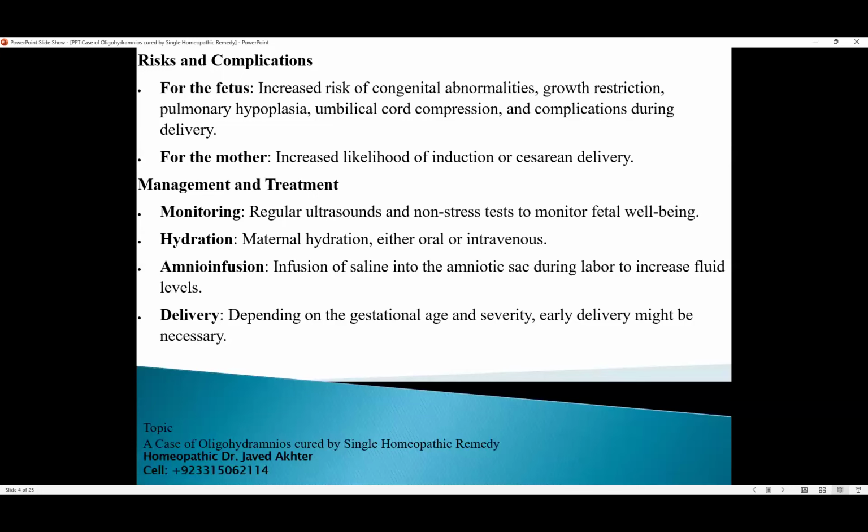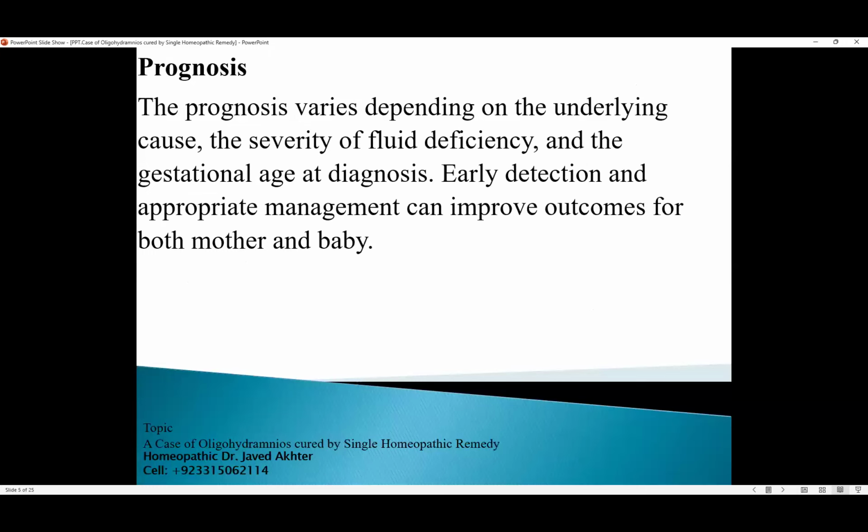What are the management and treatment of this? Number 1, monitoring: regular ultrasound and non-stress tests to monitor fetal well-being. Number 2, hydration: maternal hydration, either oral or intravenous. Number 3, amnioinfusion: infusion of saline into the amniotic sac during labor to increase fluid level. And the next one is delivery. Depending on the gestational age and severity, early delivery might be necessary. What is the prognosis? The prognosis varies depending on the underlying cause, the severity of the fluid deficiency, and the gestational age at diagnosis. Early detection and appropriate management can improve the outcome for both mother and baby.